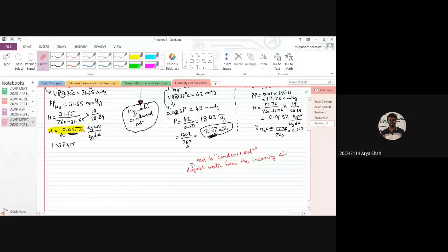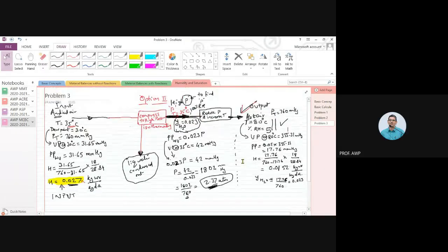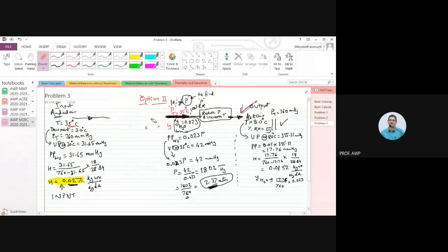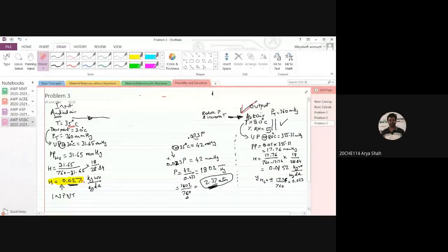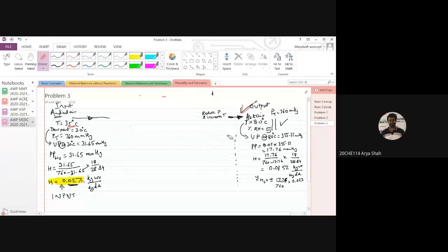Yes, sir. The third would be using a combination of both. So I could compress partly, I could cool partly, and then I could reduce pressure and increase temperature, right? Also we could use a desiccating agent. Fine. You could use a desiccating agent like concentrated H2SO4.